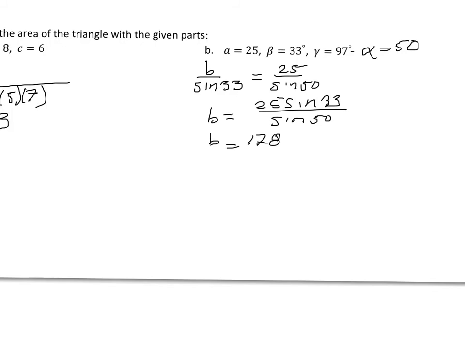Now let's make sure we use all the right parts though. No, because we only need side angle side to find the area. We're not solving the triangle. If we were solving the triangle, yes, we would absolutely have to find C. But all we want to find is the area, so we either have to have side, side, side, or side angle side. Now that we've got side angle side, two sides and all the angles, we can use the first area formula.